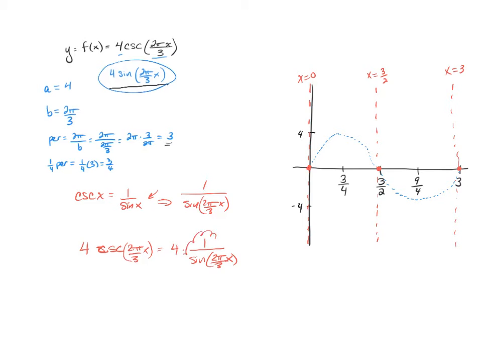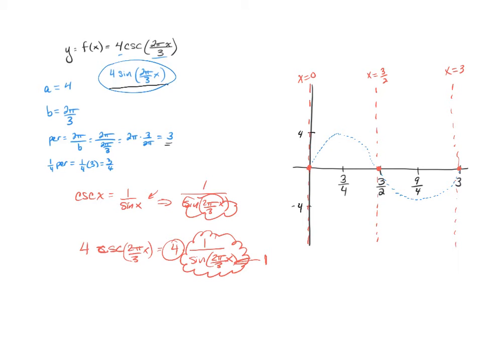So the largest this value can ever be is 1. So when we divide by sine of 2 pi over 3x instead of multiplying by sine of 2 pi over 3x, we want to realize that if this value down here in the denominator turns out to be 1, we're going to get a y value of 4.